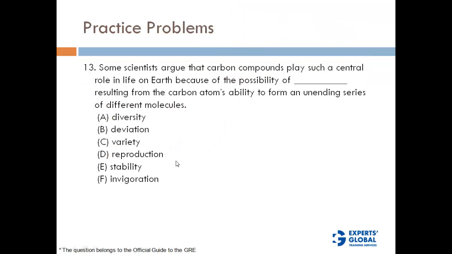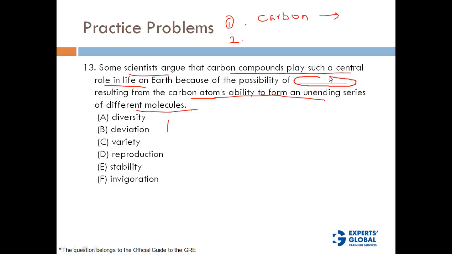Let's look at this one. The first fact is the carbon atom's ability to form an unending series of different molecules. So carbon atoms go on creating different molecules, that is the first aspect. The second aspect is some scientists argue that carbon compounds play such a critical role on Earth because of its possibility of dash. So both these things are trying to bring about the same meaning, right? This is a fact and this is an explanation based on the fact.